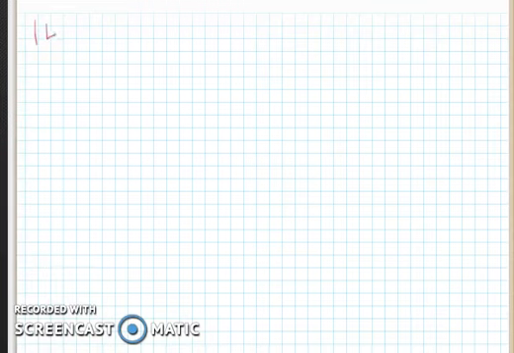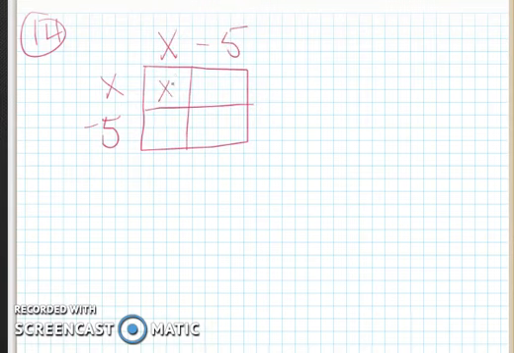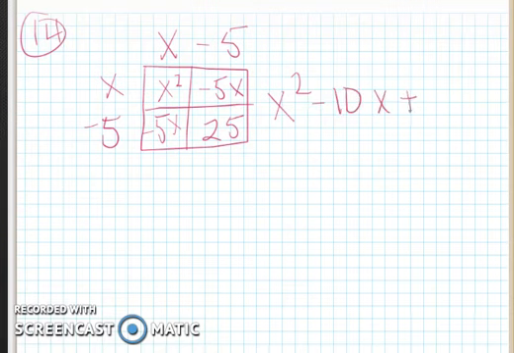Next is 14. 14 says x minus 5 squared. I'm just going to do a box, and I'm just going to do x minus 5 and then x minus 5. I get x squared, and down here I'm going to get positive 25, and then both of these are going to be negative 5x. Negative 5x. When I combine like terms, I get x squared, negative 5 and negative 5 make a negative 10x, and then we get 25.